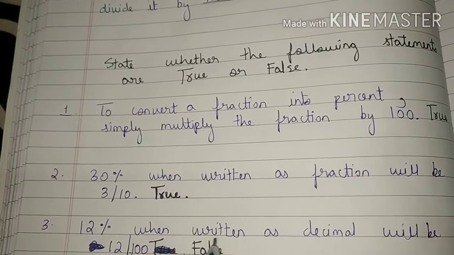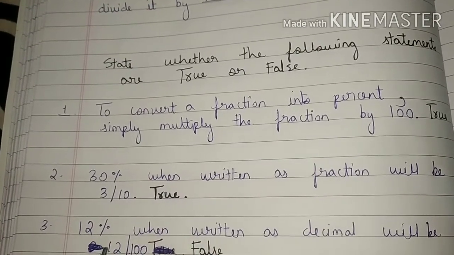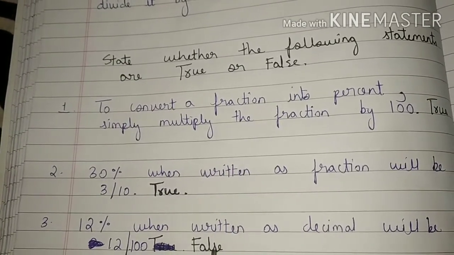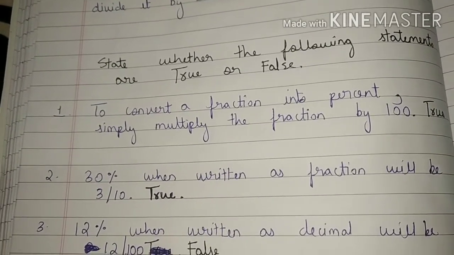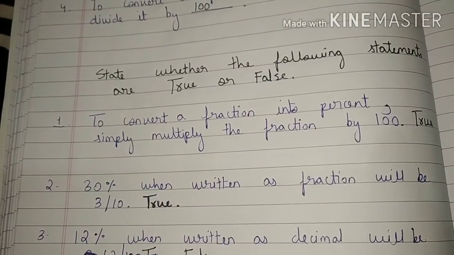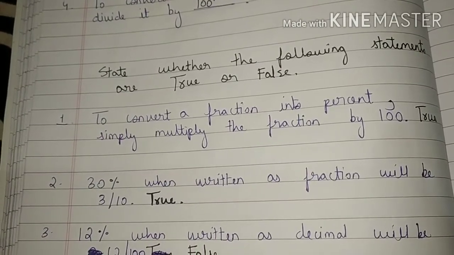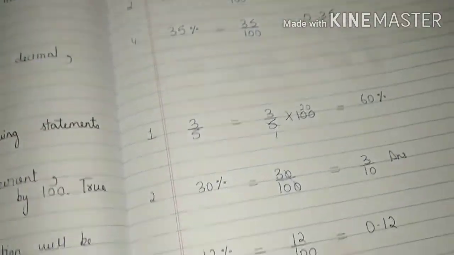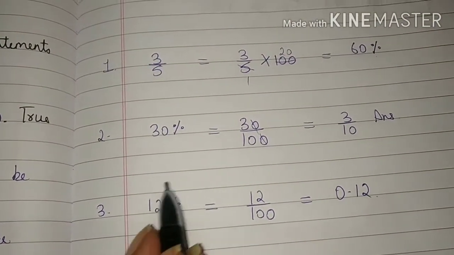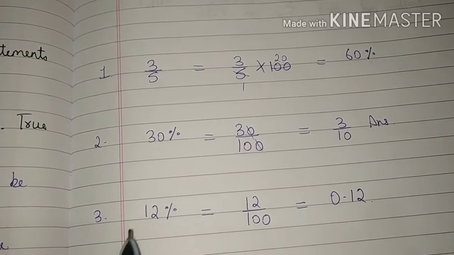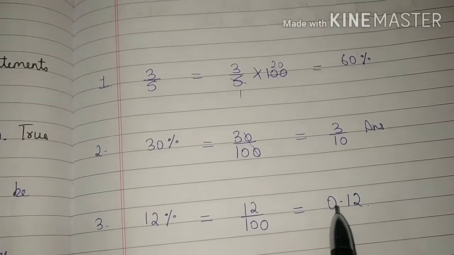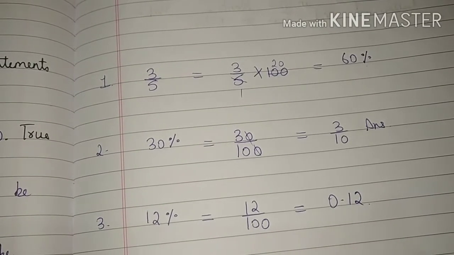12% when written as decimal will be 12 by 100. Students, this statement is false because when you are going to convert 12% into decimal, you will get the answer 0.12. Look here. Here we have converted 12% into decimal. So 12% when written as decimal will be 0.12.